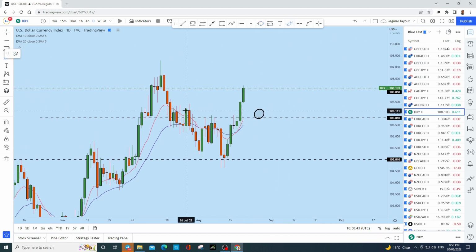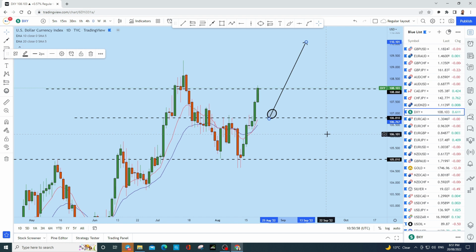As you can see on the daily time frame, there is an inverted head and shoulders and double bottom. There is a neckline, previous resistance here, resistance here. If it tests as a support from this zone, we will consider going long on DXY with a high risk to reward, as we share with our students.